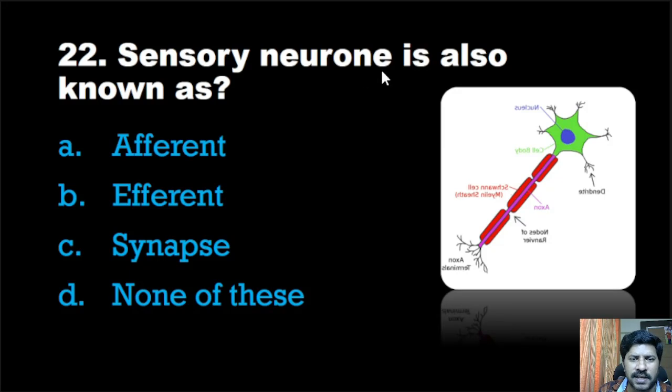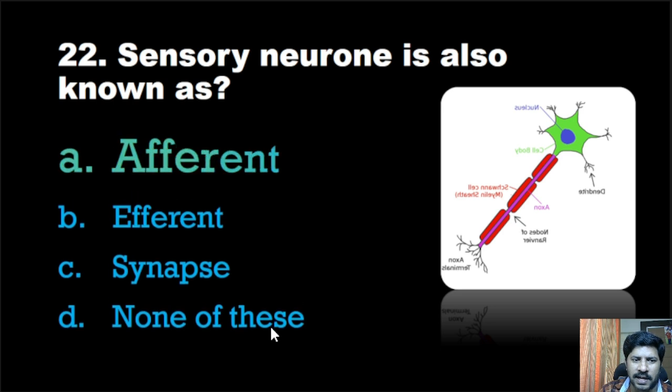22nd question. Sensory neuron is also known as afferent, efferent, synapse, none of this. Correct answer, afferent neuron. Sensory neuron is also known as afferent neuron. Motor neuron is also known as efferent neuron. Synapse means a junction between a neuronal dendrite and an axon. So a synapse is a junction between neurons. Afferent neuron means it is a sensory neuron. Efferent neuron means it is a motor neuron.